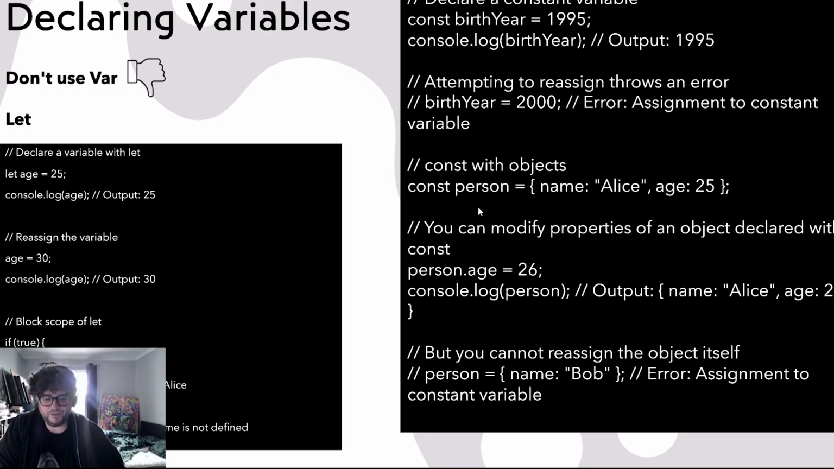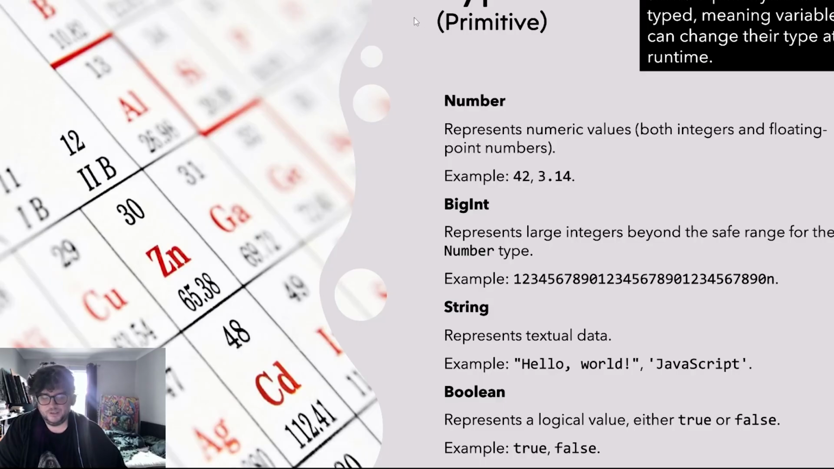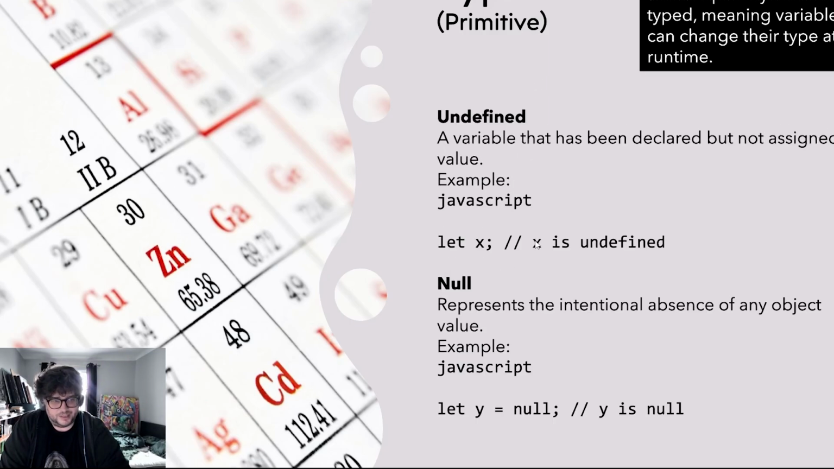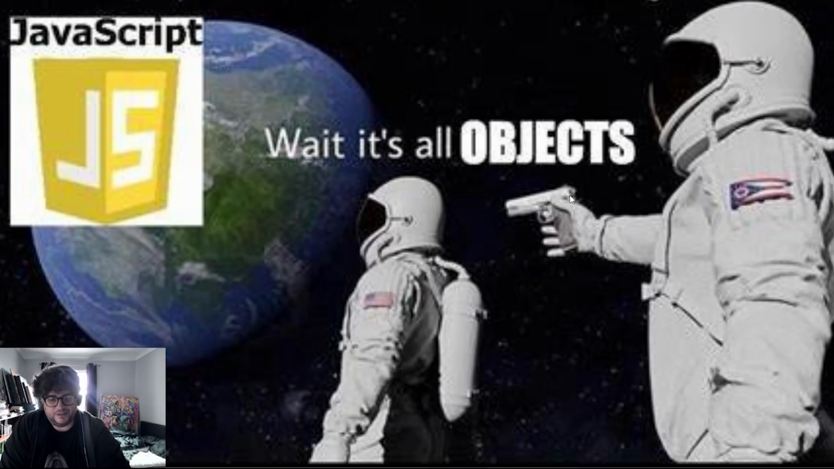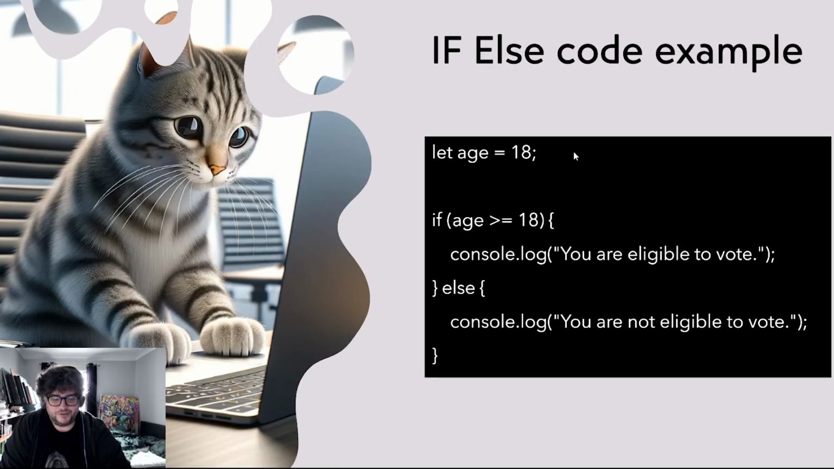Then some code examples, how to declare, a bit of a video reinforcing that. And again, a lot of this is just going into the different types: number, boolean, string, and so on. The fact that it's a dynamic language. So a lot of this is just the hardcore theory. Conditional checks.